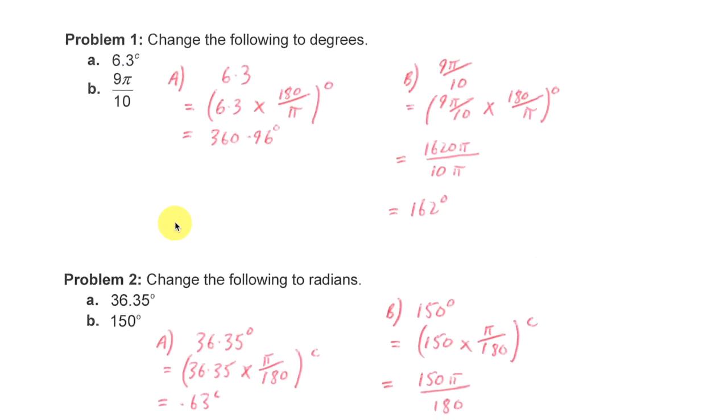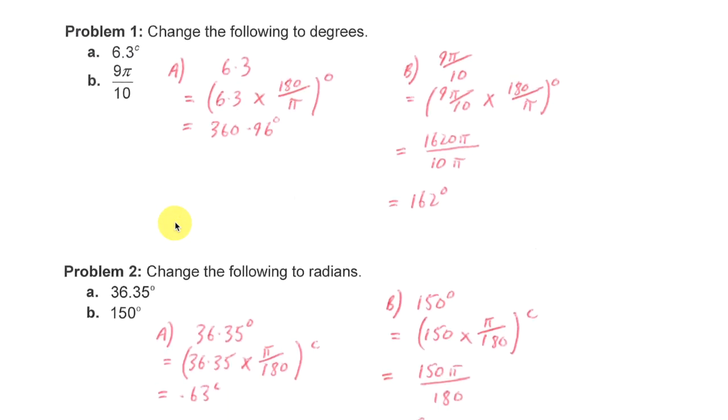Let's look at some conversions. Convert the following into degrees. So I've got 6.3 radians. What's that equal to in degrees? So it's 6.3 multiplied by 180 on pi.